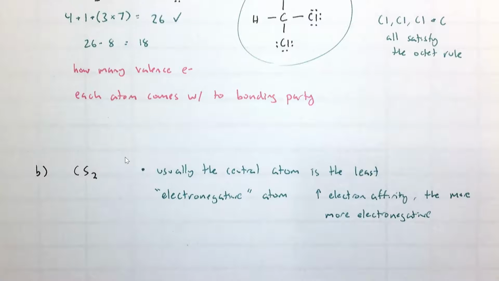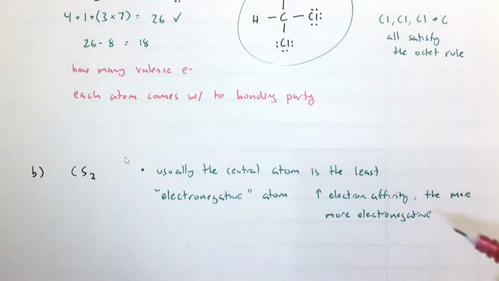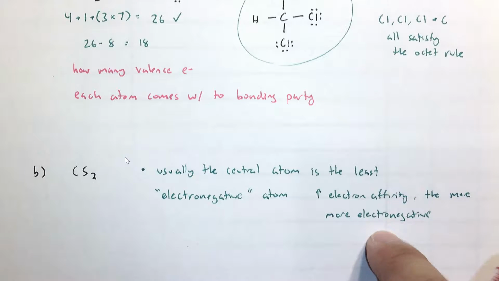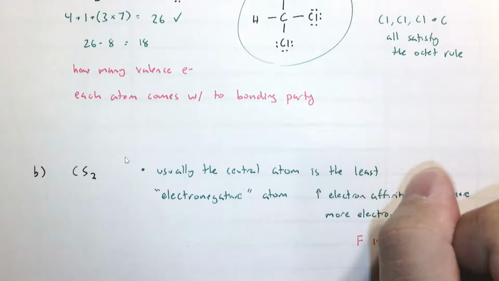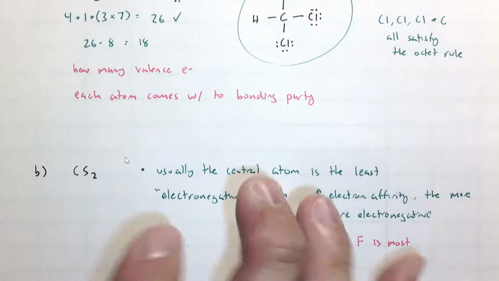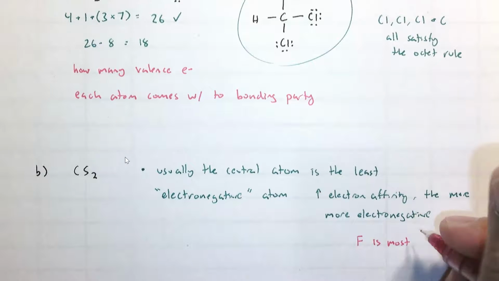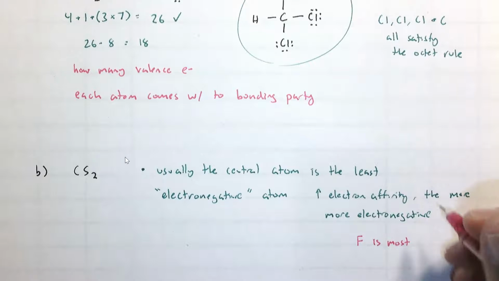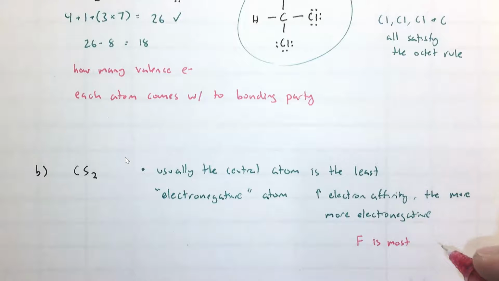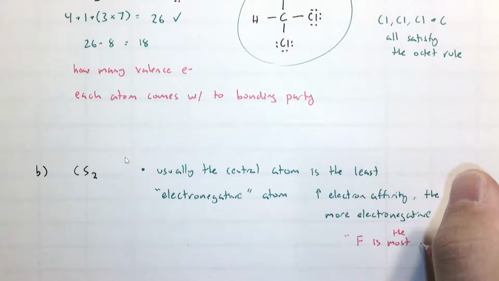Just remember, fluorine had the highest electron affinity when we talked about those trends. So fluorine is also the most electronegative atom. It wants to be F minus. We're not talking about whether it's in a compound or not. Just by itself, that atom wants to gain an electron to get to the noble gas configuration of 8 valence electrons. So just remember that F is the most electronegative atom.